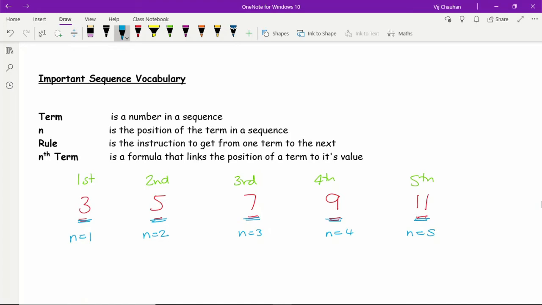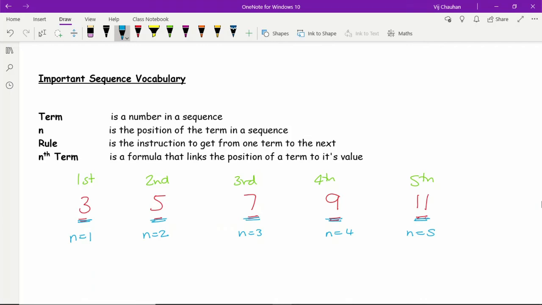So a question might ask you to find the 10th number in the sequence. That's basically where n is going to be 10. And that makes more sense when we're dealing with the nth term, which we'll follow on in another video. Now the rule is basically a written instruction to get from one term to the next.